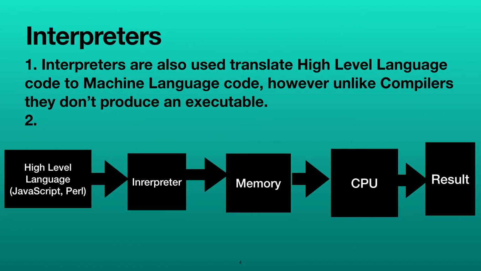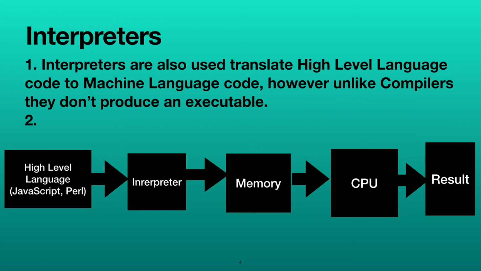Now we'll come to interpreters. Interpreters are also used to translate high-level language code to machine language code. However, unlike compilers, they don't produce an executable. They interpret the code line by line at runtime.